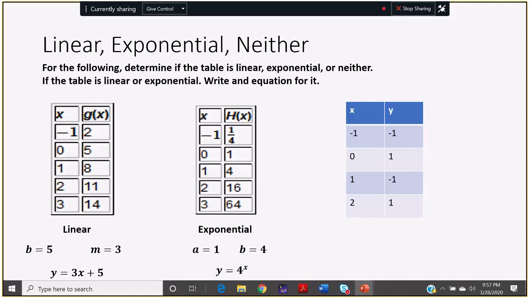Okay, so now this last table, if we look at it, there's clearly a pattern. We have the first y is equal to -1, the second one's 1, the third one's -1, the fourth one is 1. And this one actually isn't that hard to make an equation for, but it's not exponential and it's not linear. And so for the purposes of this question, we just say neither and we stop.